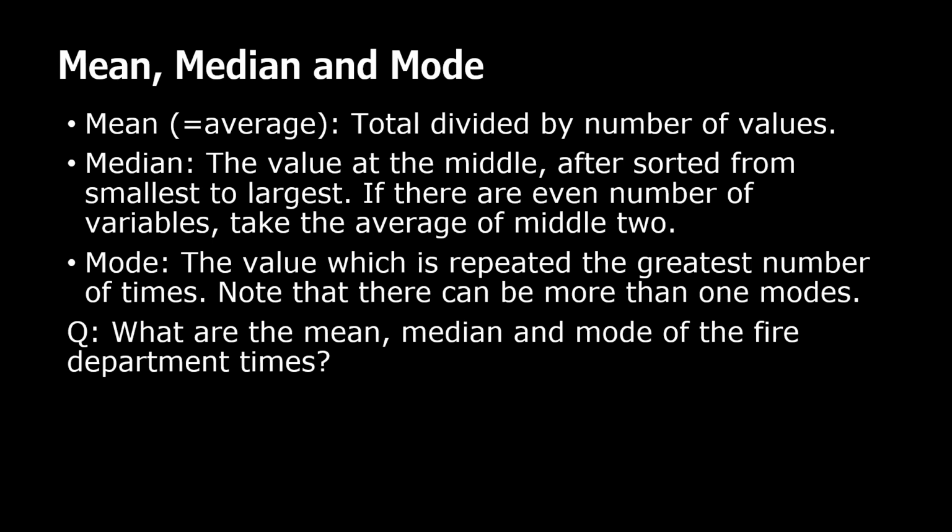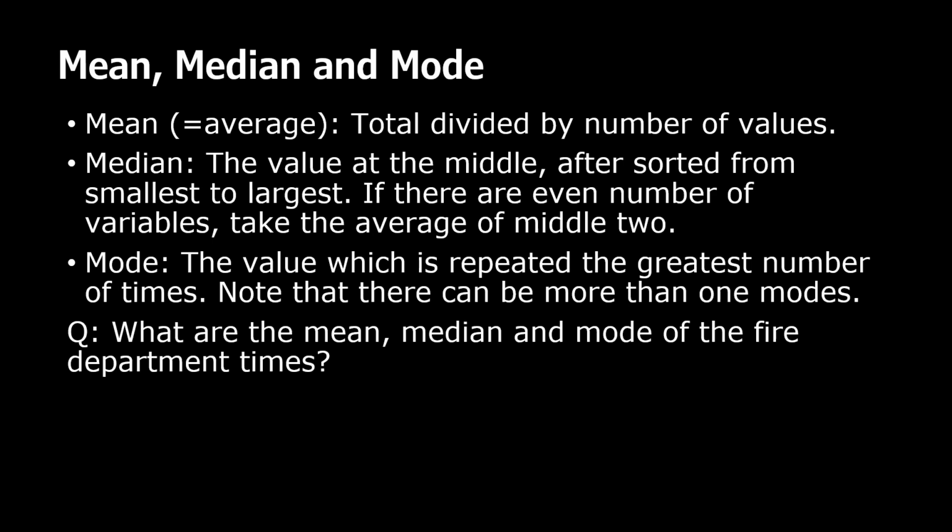And then there's the median, which is the value at the middle. So what you want to do is sort the values from smallest to largest, and then look at the middle value, the value that's exactly at the middle. Now, if there are an even number of data, you don't have a data point right in the middle. You have two data points near the middle, right? In that case, you have to take the average of the middle two.